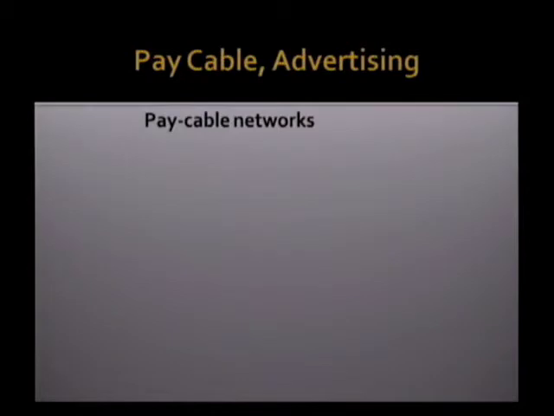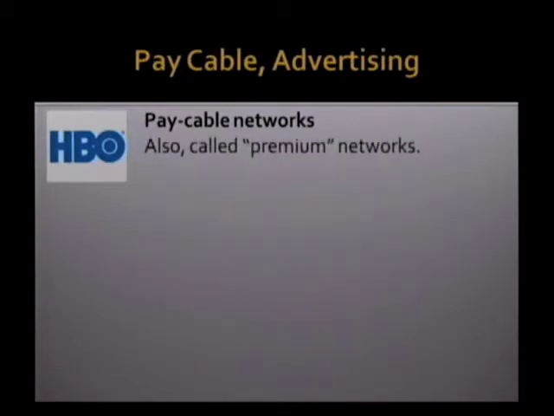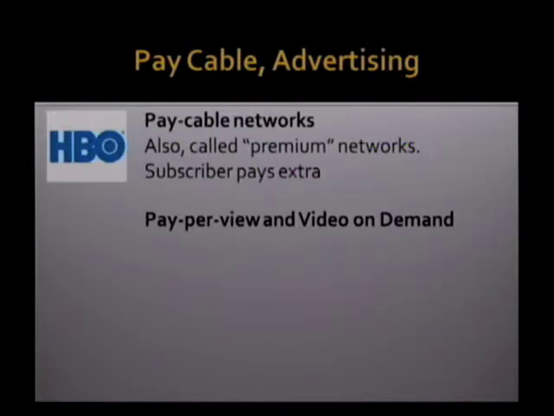Now for pay cable, such as HBO, these are also called premium networks. And in this case, on top of the monthly fee that a subscriber pays for just the basic tier, the subscriber will actually pay extra for movie channels like HBO or Showtime or other similar cable networks. Those channels are usually commercial free, and the cable system will actually split the proceeds of their customer subscription with the network.